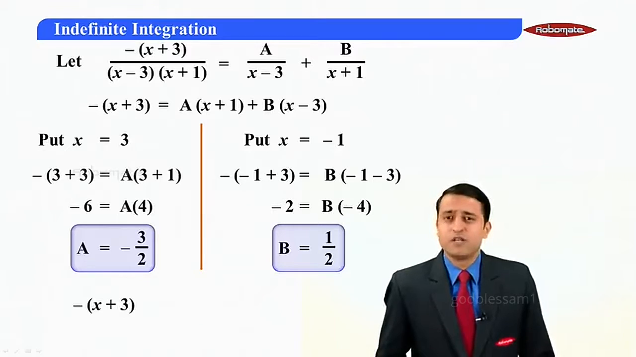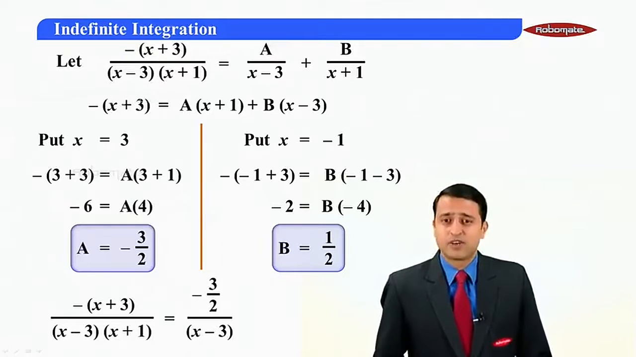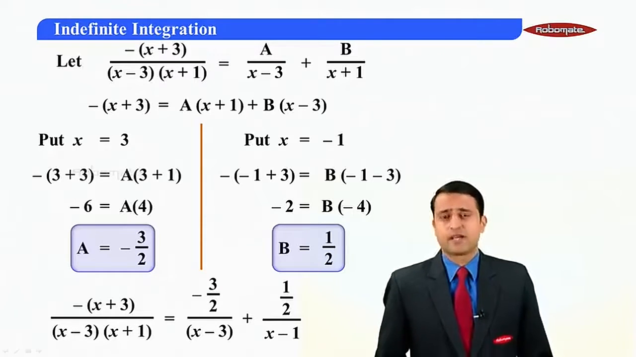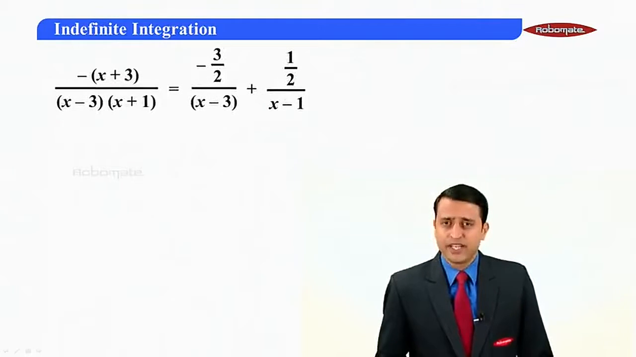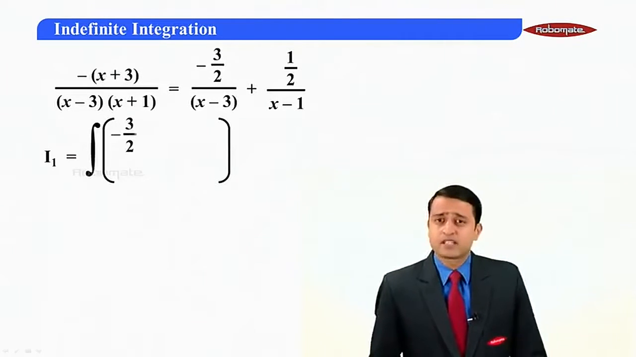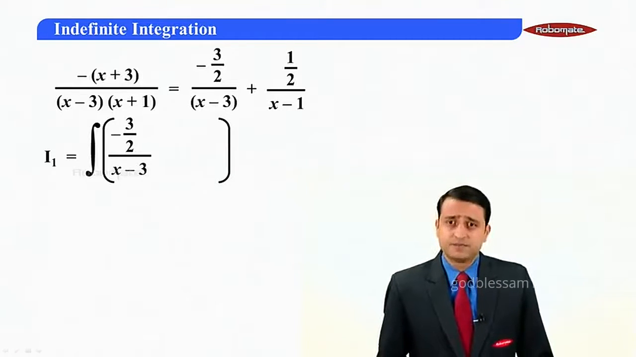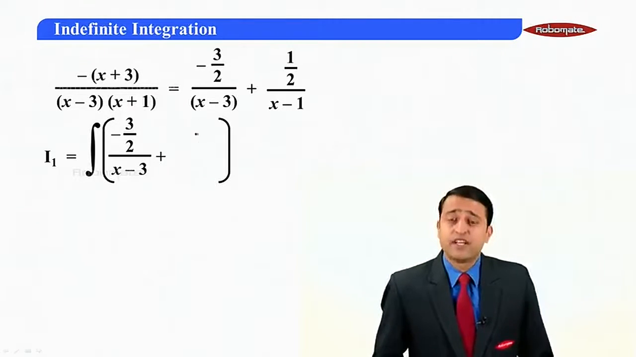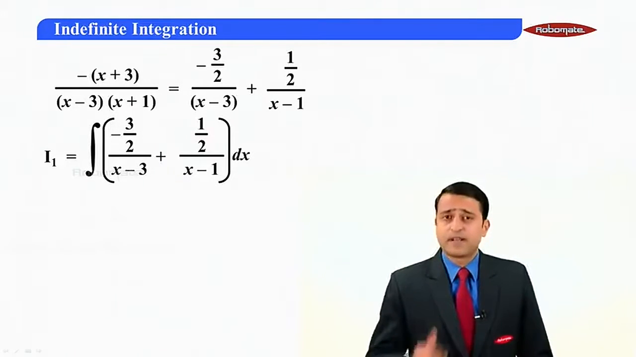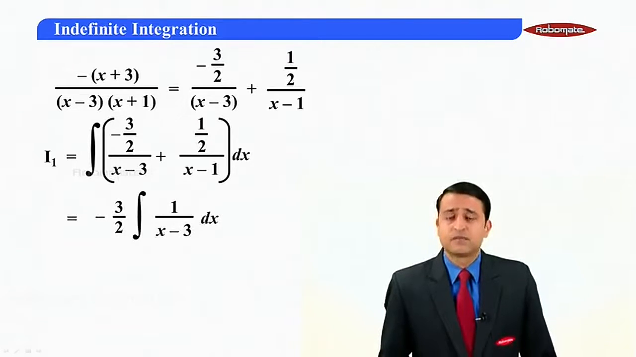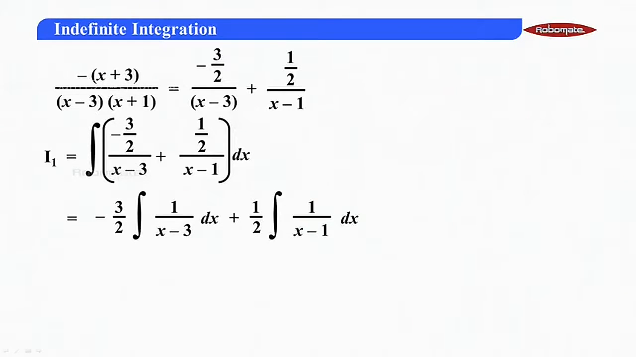Let's see the partial form. So minus (x plus 3) upon (x minus 3) into (x plus 1) can be written as minus 3 by 2 upon (x minus 3) plus half upon (x plus 1). Correct? Now let's integrate this. To integrate this, can I say I1 will be integral of minus 3 by 2 upon (x minus 3)? Correct? Likewise, plus half integral of 1 upon (x plus 1) dx will be as it is. Let's separate. So what we get is minus 3 by 2 integral 1 upon (x minus 3) dx plus half integral 1 upon (x plus 1) dx.